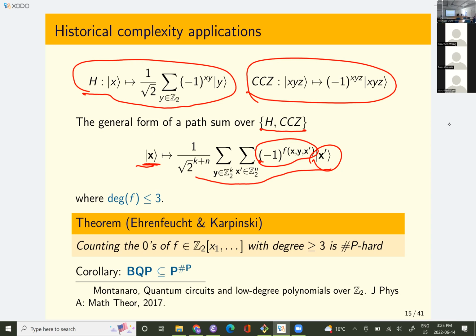And then there's this old result by Ehrenfeucht and Karpinski stating that calculating the number of zeros of a degree 3 Boolean polynomial is sharp-P hard. So that immediately gives us the fact that PQP is contained in P^#P. Simple one-page proof. It's awesome.